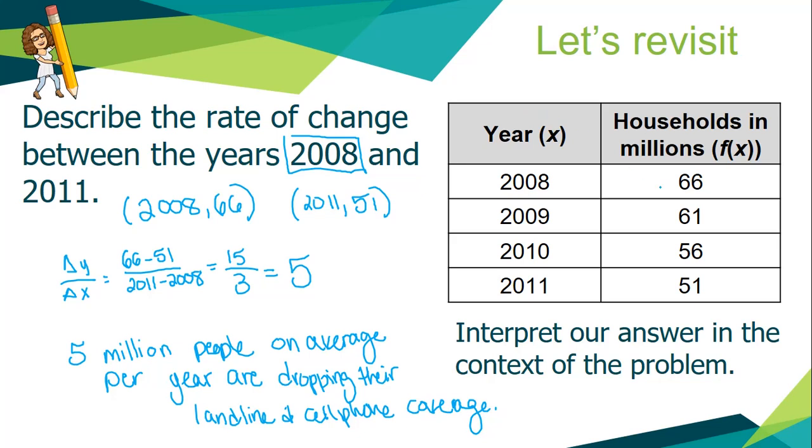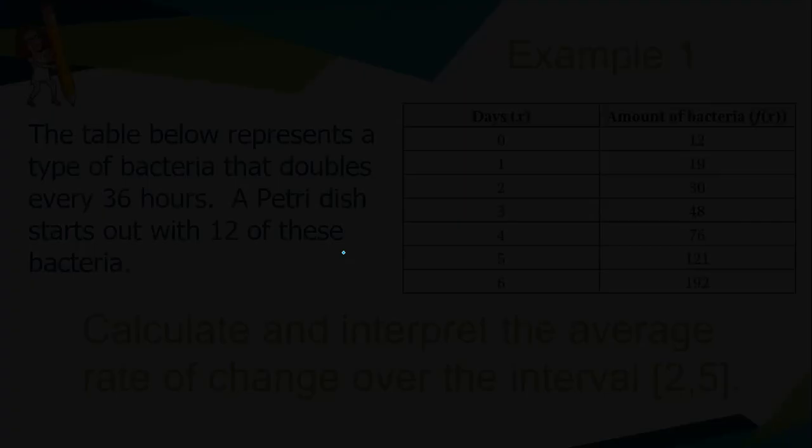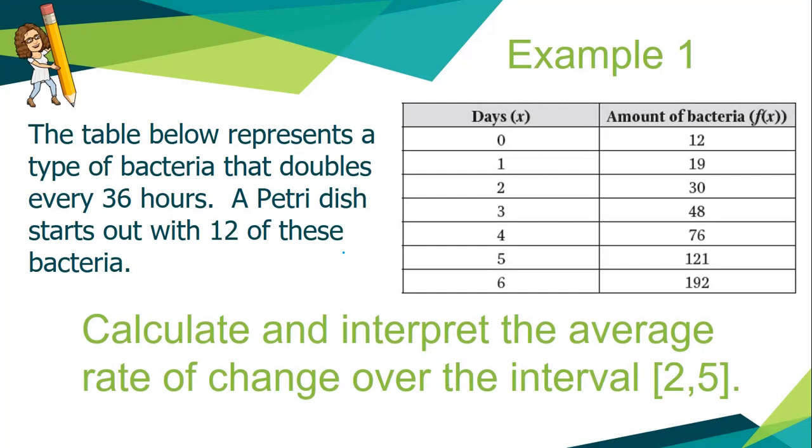Now notice, guys, this is a linear example. So what you ultimately found was the slope of that line, right? But the thing that's cool about rate of change is you can find the rate of change of something that is not linear.